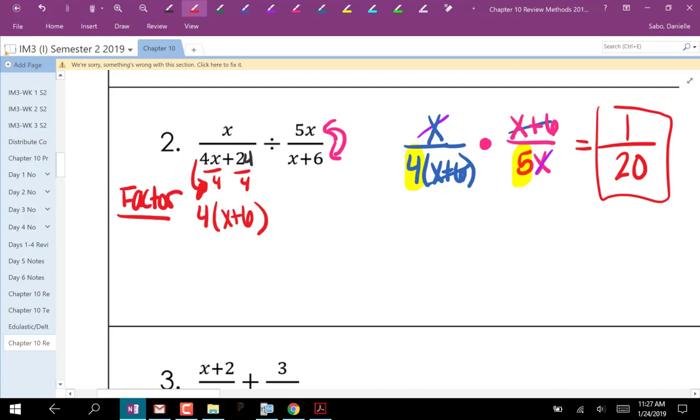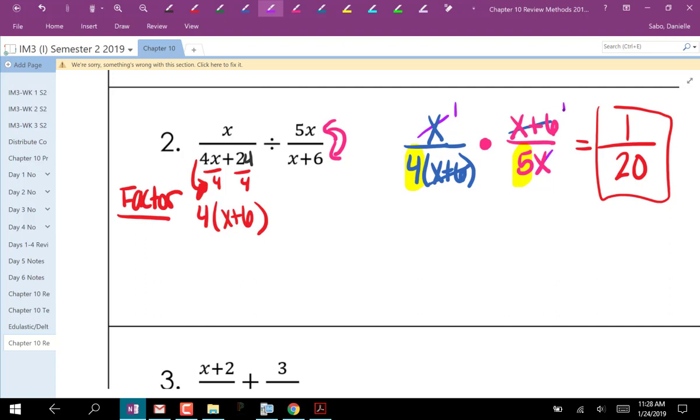Okay, so I'll explain that. When you cross something out in purple here, it technically means you get 1. X divided by x is 1. And then x plus 6 divided by x plus 6 is 1. And 1 times 1 is 1. So you're really just left with 1. Just like 2 divided by 2 is 1. It's the same thing. X divided by x is 1. Okay? Questions? Make sure you got that down.